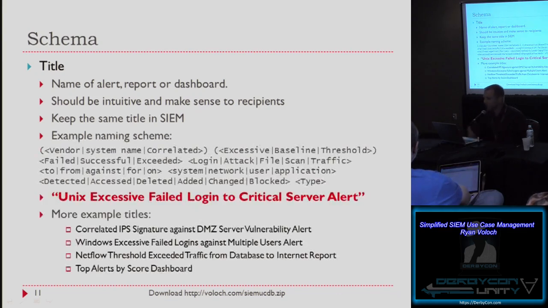This is an example naming scheme. A naming scheme is pretty important to allow for organizing, filtering, and sorting when you have hundreds of use cases. It also allows people to understand what they're expecting when they see an alert, report, or dashboard. Here are some more example titles. We're going to call our sample use case Unix excessive failed login to critical server alerts.